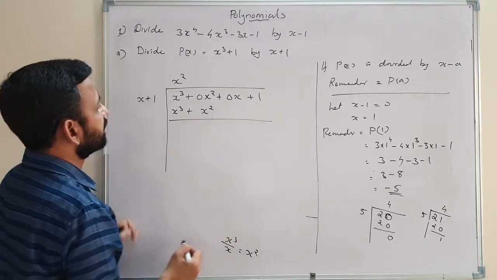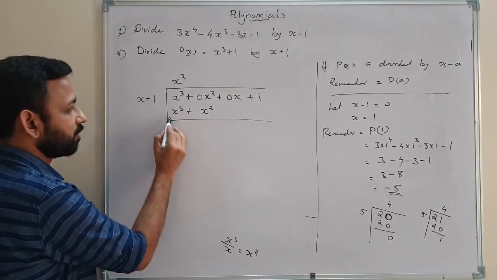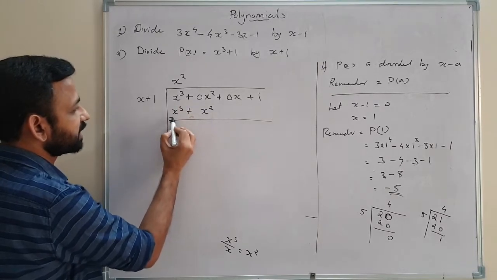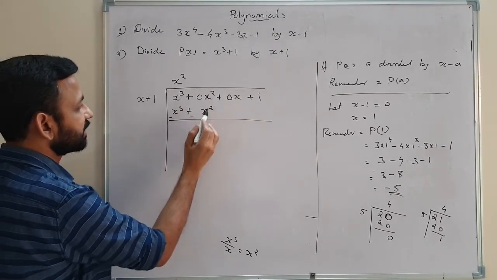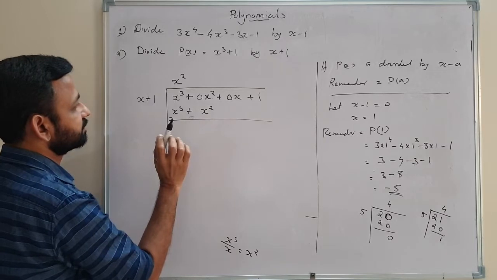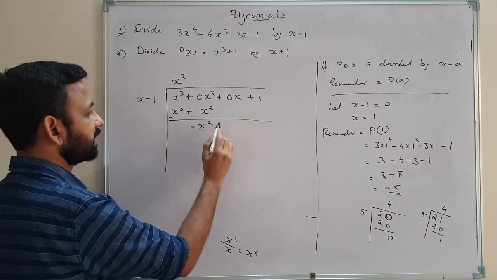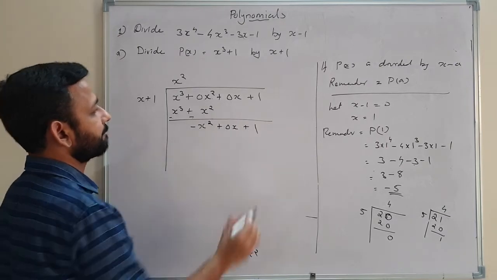Then difference, we can keep opposite sign, then we will add plus minus. Then x cube minus x cube is 0. 0x square minus x square, that is minus x square. Rest of the terms plus 0x plus 1.